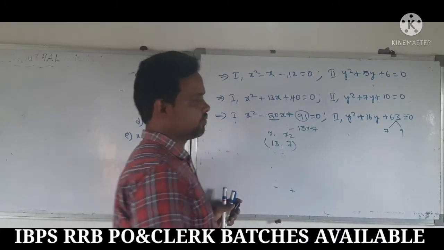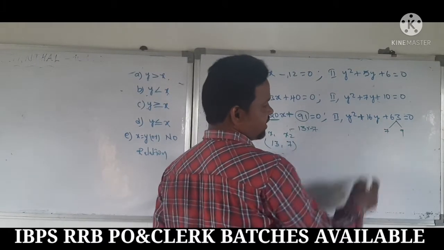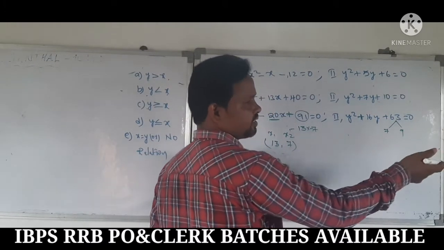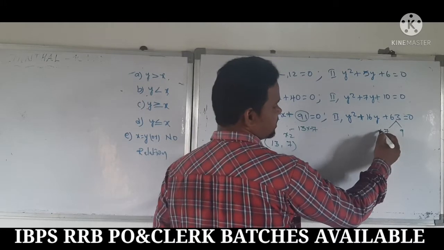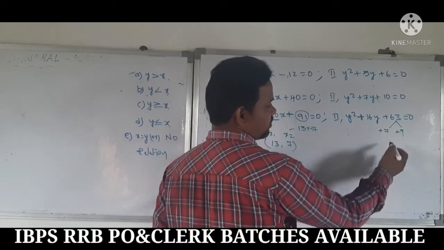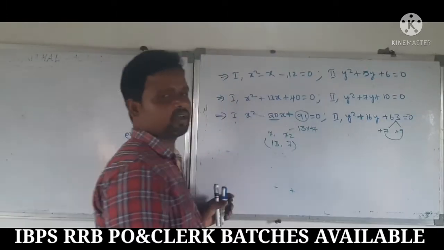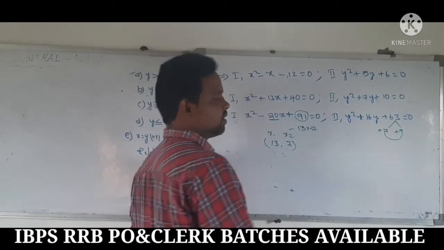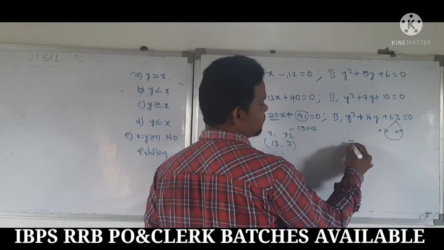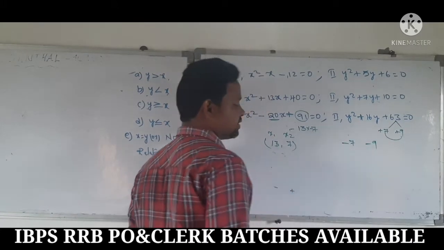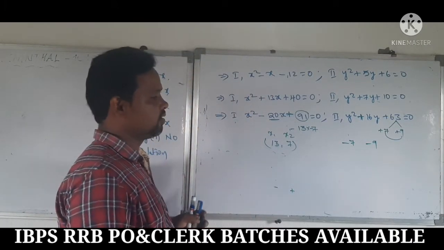7 and 9 times. Here the plus sign is there, plus into plus, again plus. That's why plus 7 plus 9, the combination becomes 16. It means our answer is minus 7 comma minus 9.